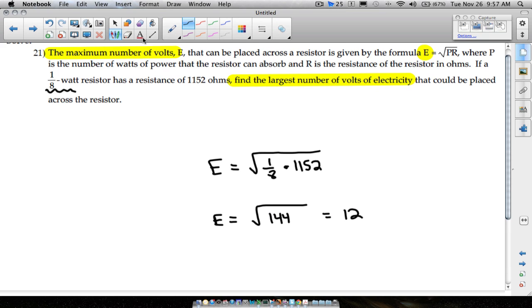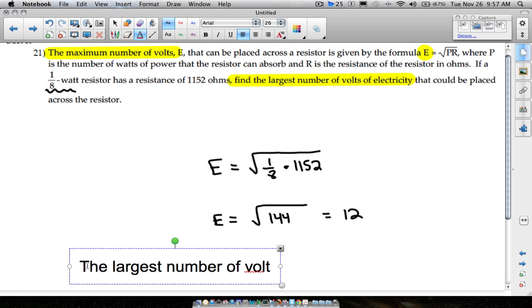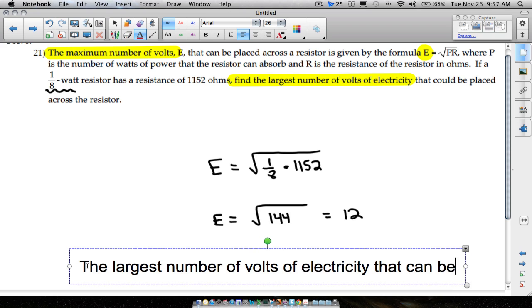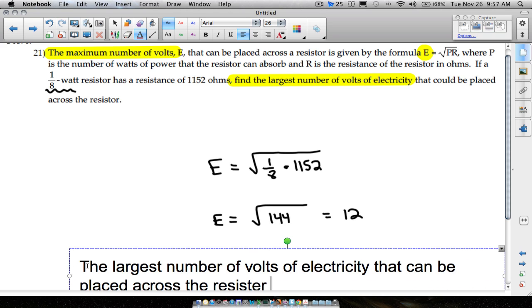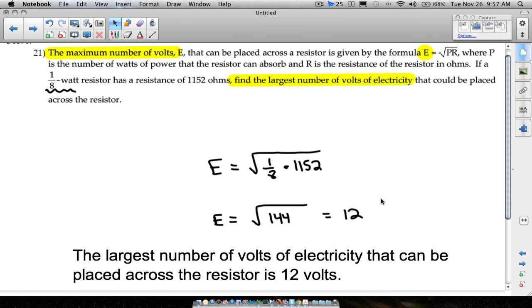So now I will go ahead and write a sentence out here, even though I skipped it in the last 2 problems. The largest number of volts of electricity that can be placed across the resistor is 12 volts. Something like that will be just fine. Give me a complete sentence since we're dealing with a real world problem. Just don't say 12. All right.